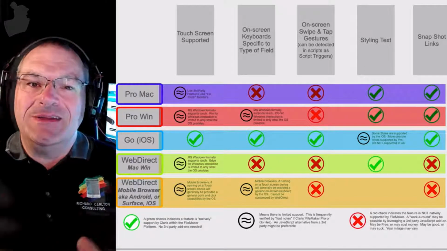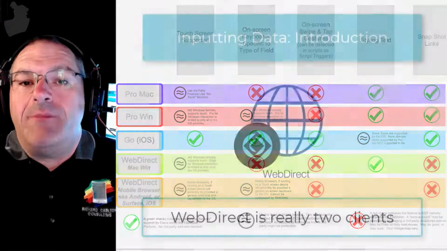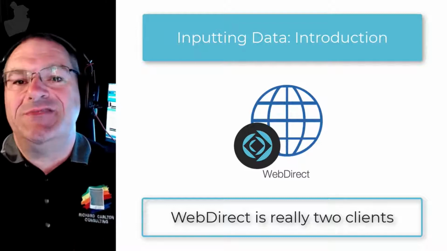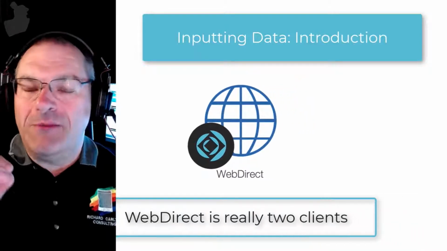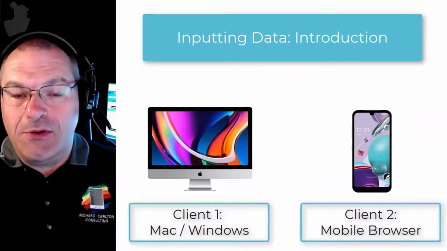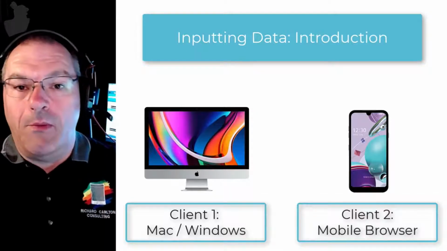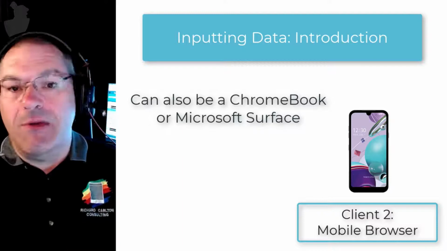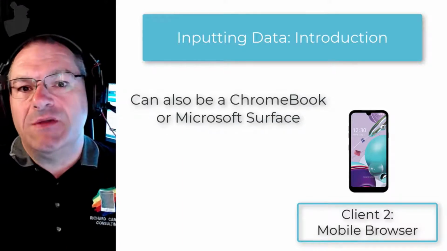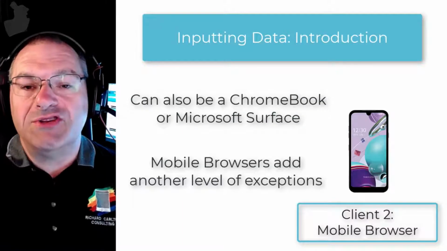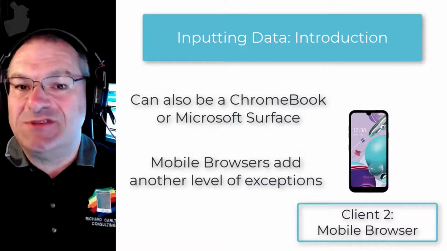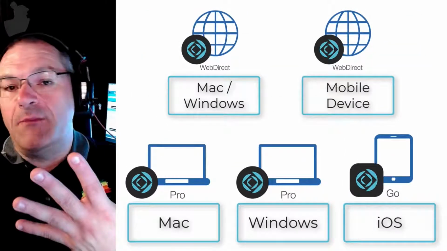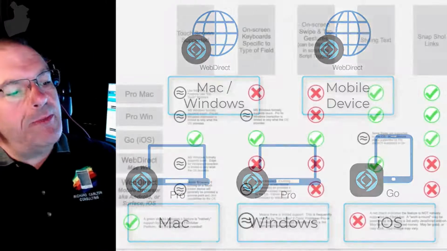That's why it's subtle. And that's also what was starting to stress me out because I had all these exceptions. And what it is that there are a ton of exceptions between running WebDirect on a full desktop computer or a laptop as opposed to a mobile browser that's running on an Android device or on a Chromebook or maybe on a Microsoft Surface or something. And so the idea is that when you're dealing with a mobile browser, there's even different sets of supported features. And so it's like 5 different clients in the FileMaker platform. And so this chart begins to show that.